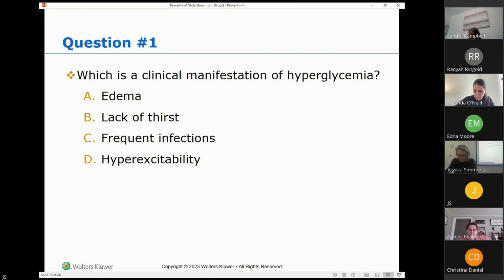Okay, wait a second. On page 649, table 38.1, it has the signs and symptoms of hypoglycemia and hyperglycemia. It is important for you to know the difference between the two, the signs and symptoms for both. Page 649, table 38.1.